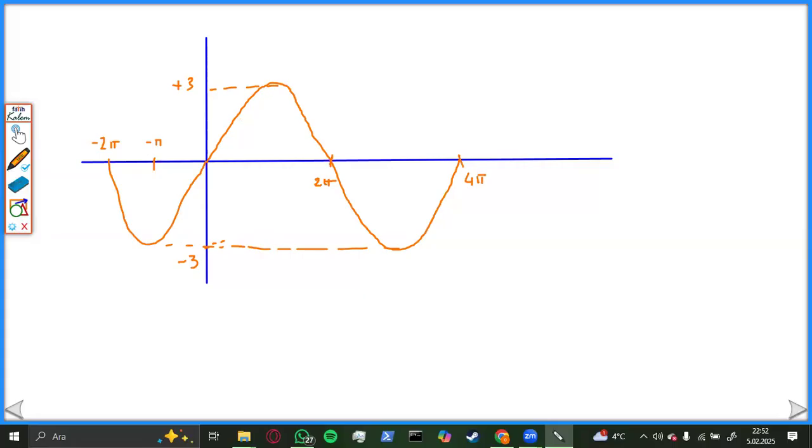Can you please explain to me the equation of that graph? By looking at that graph, please try to find the equation of that graph.